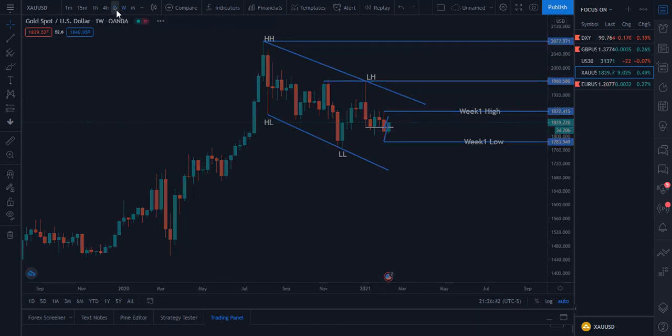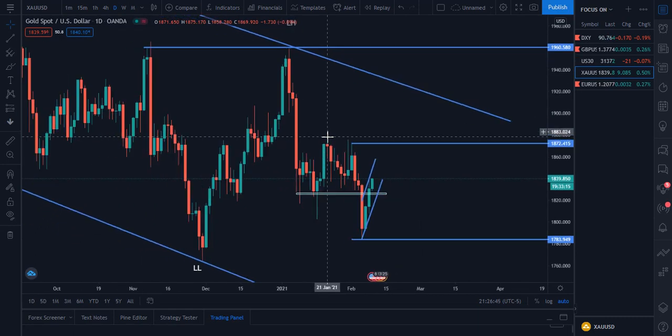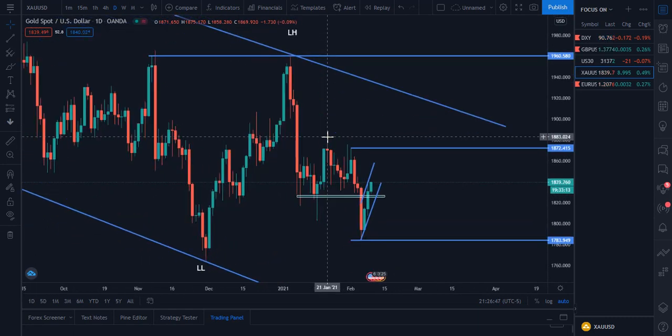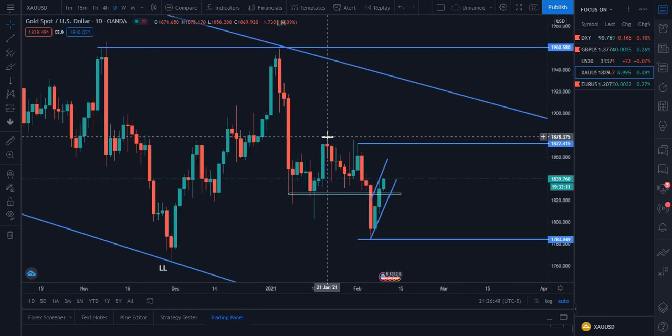So now we're gonna go to D, I mean daily. On the daily, we can see the market structure perfectly. We have our strong resistance, a minor resistance at 1872.41, and we have a support level here at 1783.94. As you can see, the market came down here and it respected it, and it changed and went to the upside.